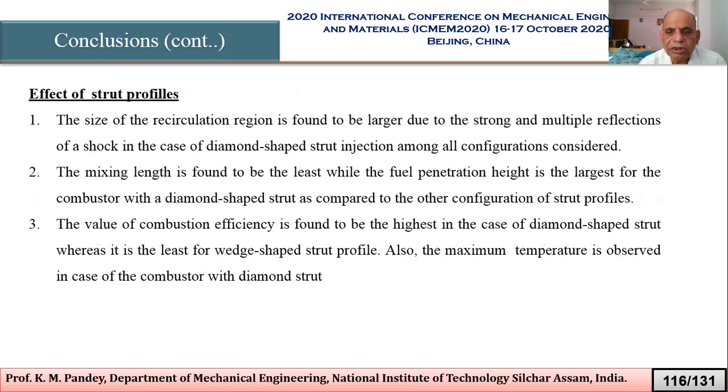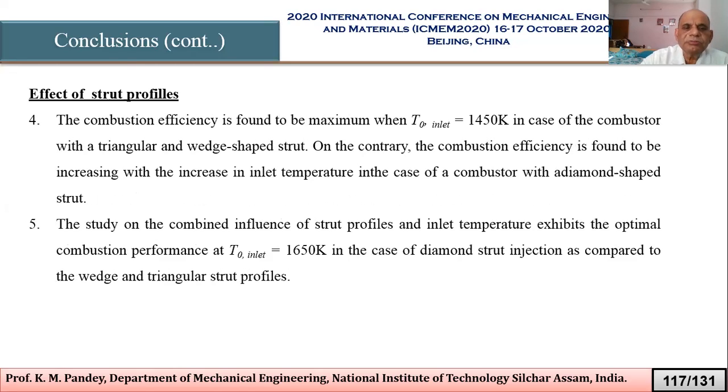And the effect of strut profiles. Here we have observed that the value of combustion efficiency is found to be the highest in the case of the diamond-shaped strut, whereas it is the least for the wedge-shaped strut profile. Also, the maximum temperature is observed in the case of the combustor with diamond strut. Then the effect of strut profile: optimal combustion performance we observe at T0 inlet equal to 1650, and the combustion efficiency is maximum for T0 inlet 1450 in the case of triangular and wedge-shaped strut.